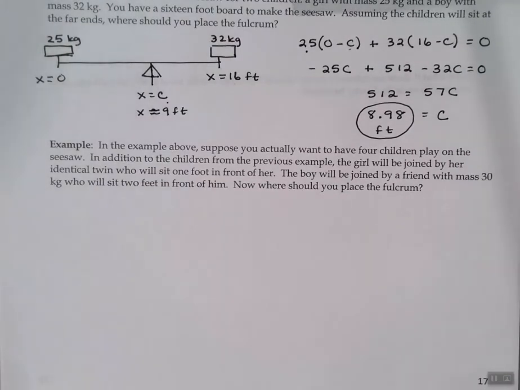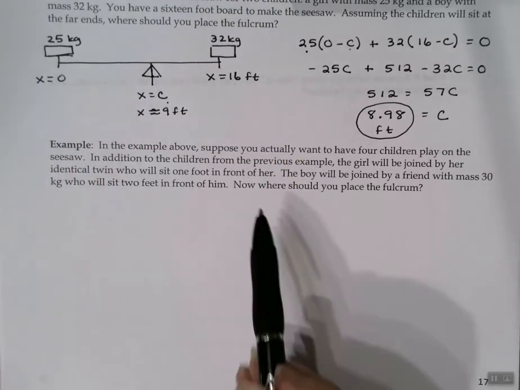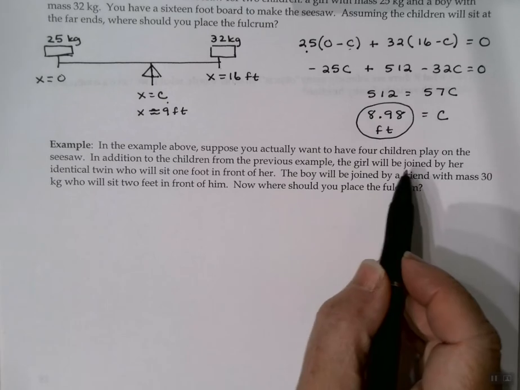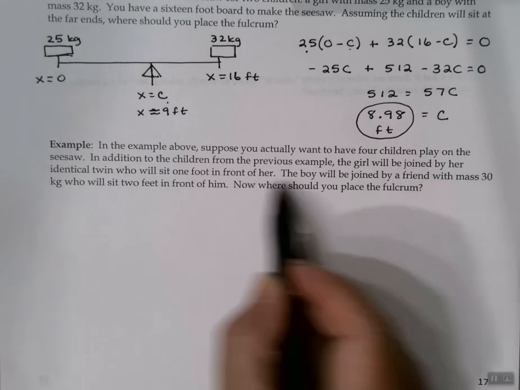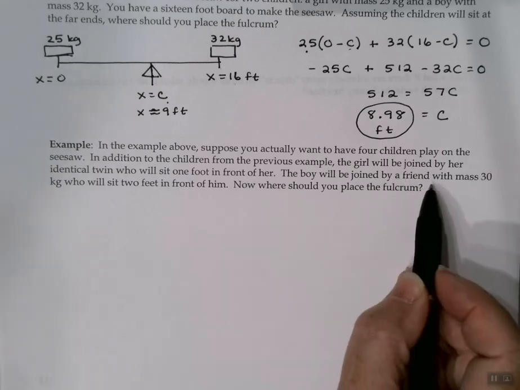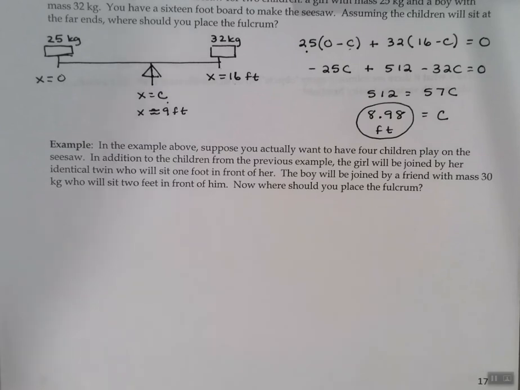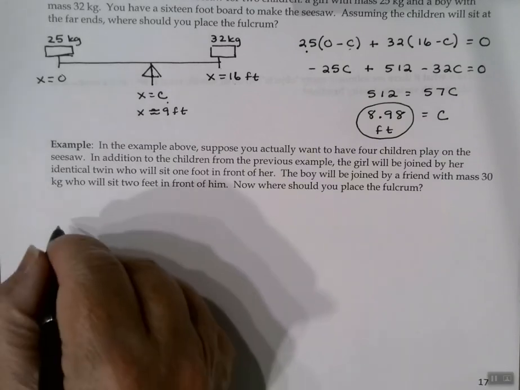In the example above, suppose that we actually wanted to have 4 children playing on the seesaw. So in addition to the 2 children that we already have here, we're going to have 2 extras. The girl joined by her identical twin sitting a foot in front of her, and the boy by a friend with a mass of 30 sitting 2 feet in front of him. Now where do we place our fulcrum?